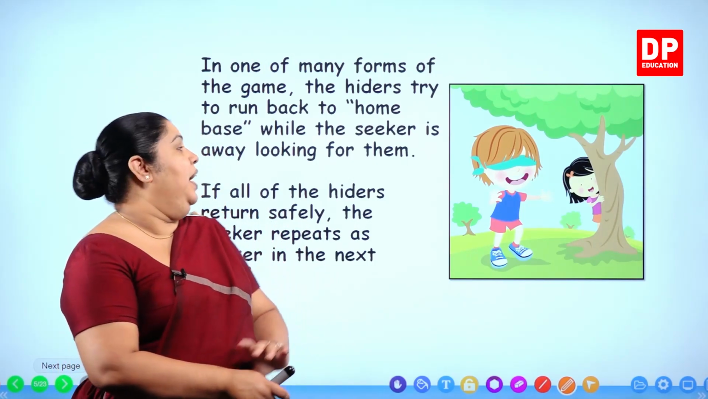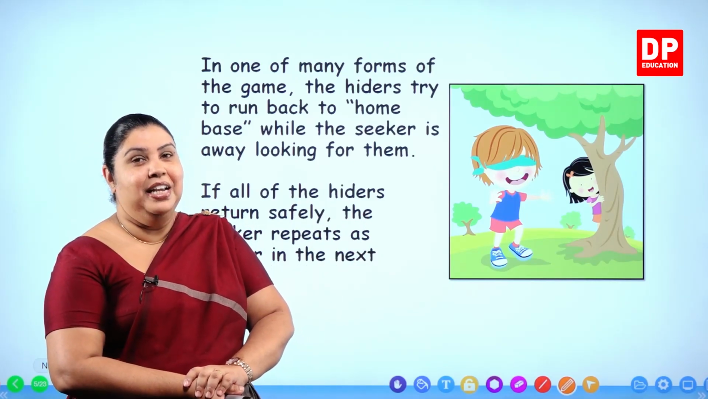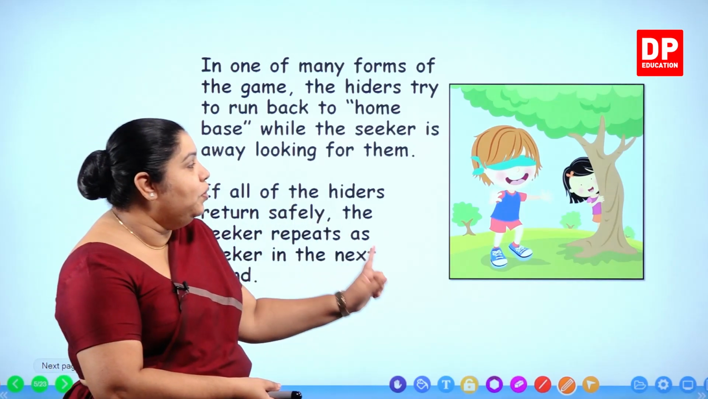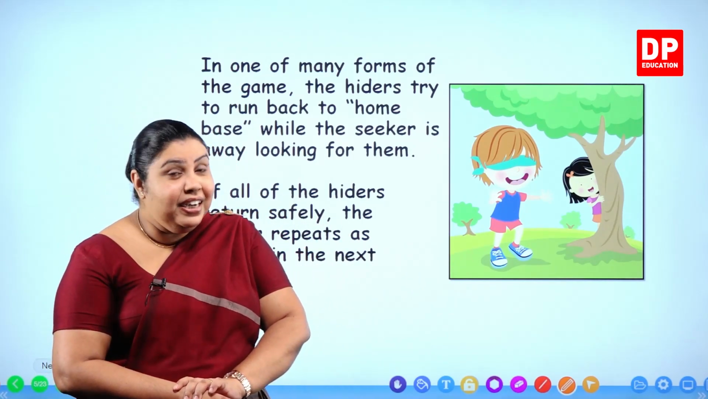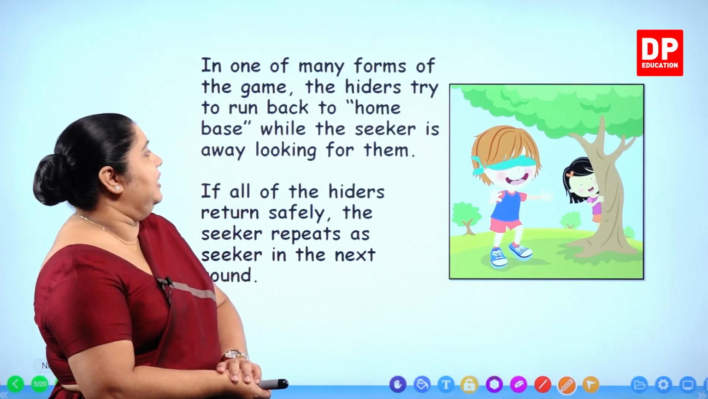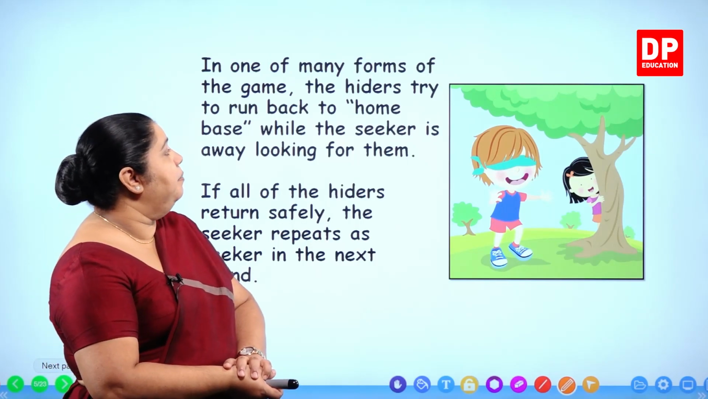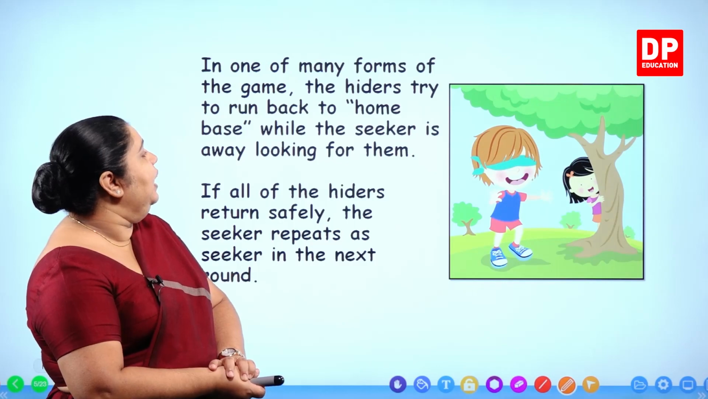This is what it says. The hider tries to run back to home base while the seeker is away looking for them.